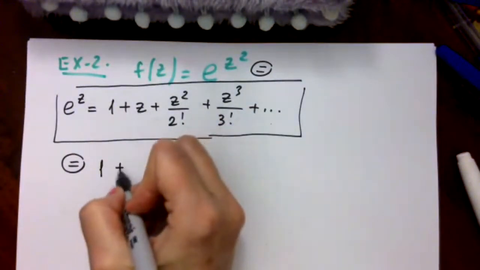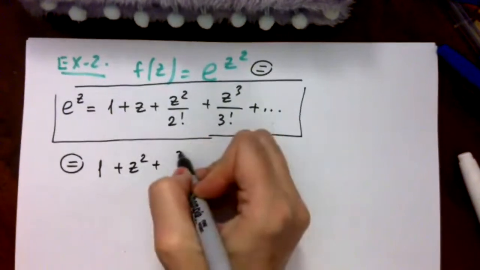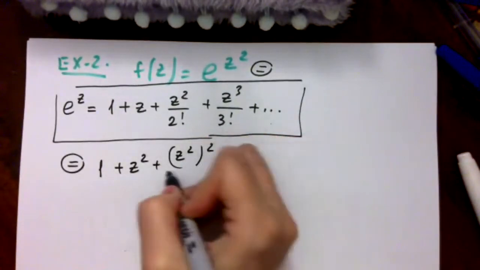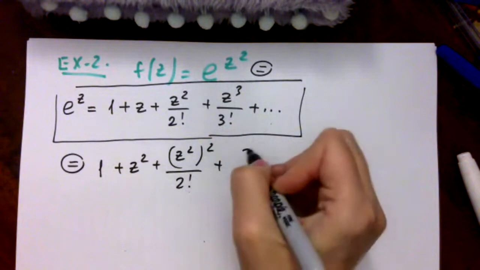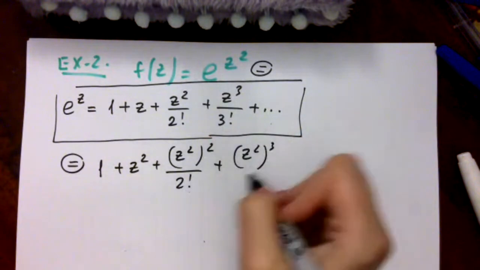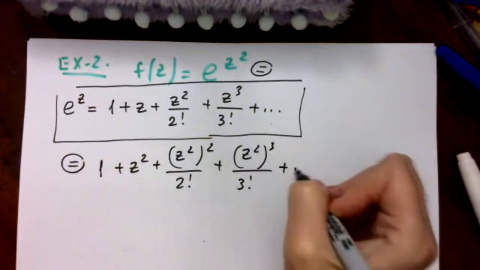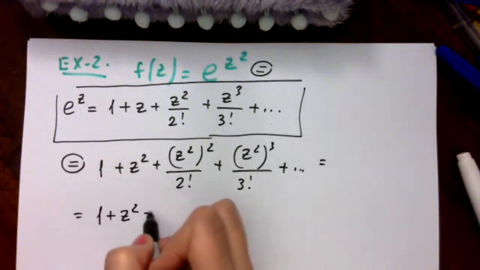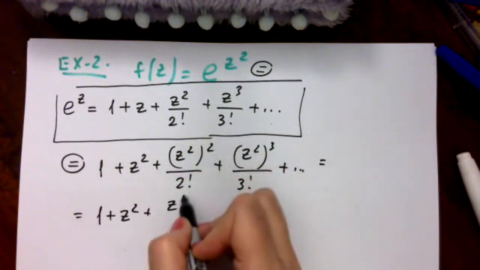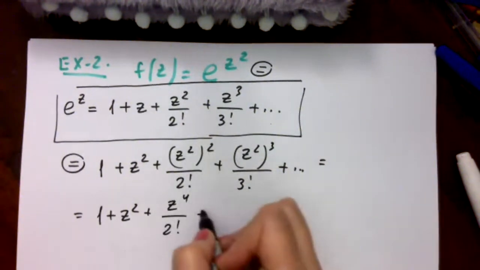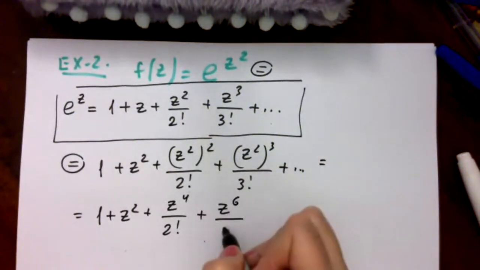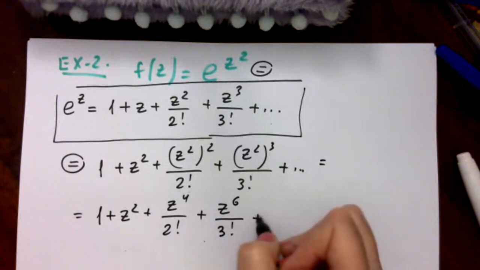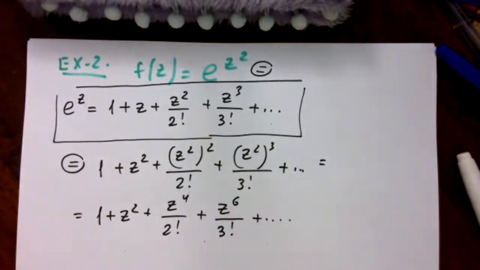Okay, so wherever I see z, I'm substituting z squared: z squared, squared again, divided by 2 factorial, plus z squared cubed divided by 3 factorial, and so on and so on. Let's just simplify this a little bit. So this will be z to the power of 4, of course, divided by 2 factorial.